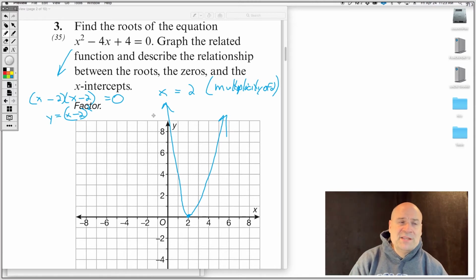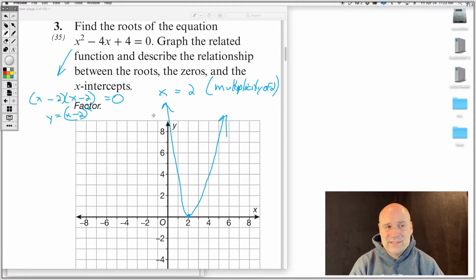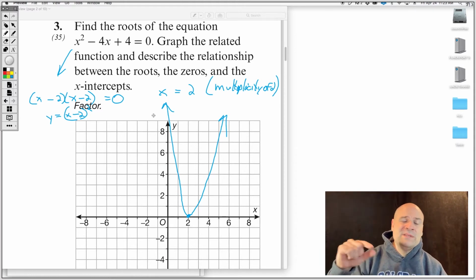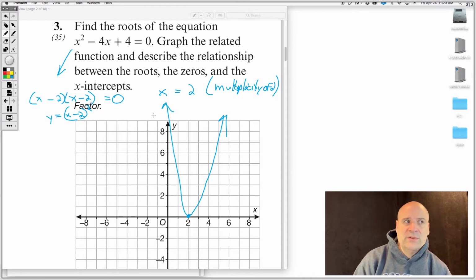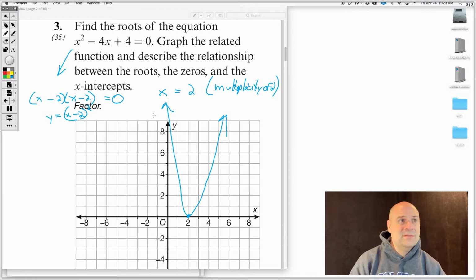So you have a multiplicity of 2, so this is x equals 2. That's your x-intercept, your only x-intercept, and it's your only zero. It's the only thing that makes that equation true. It's the only thing where y equals 0. So that's it for number 3.